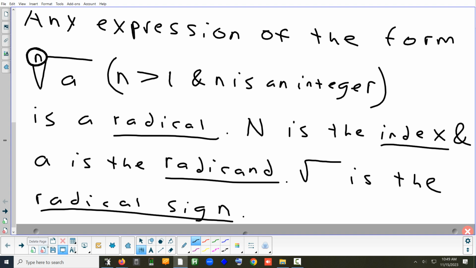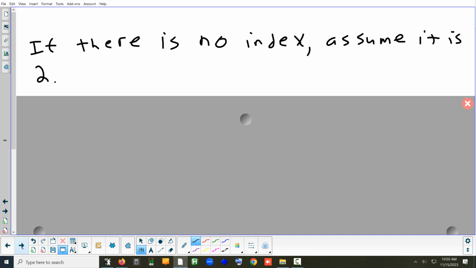A couple things we're going to look at. One thing is the transformation, which I already mentioned. The second thing is how to type it in on a calculator and graph. And the third thing will be solving some equations that have square roots or cube roots in them. Everybody have that? I just said that, but if there is no index, you always assume that the index is a 2. 2 means square root.